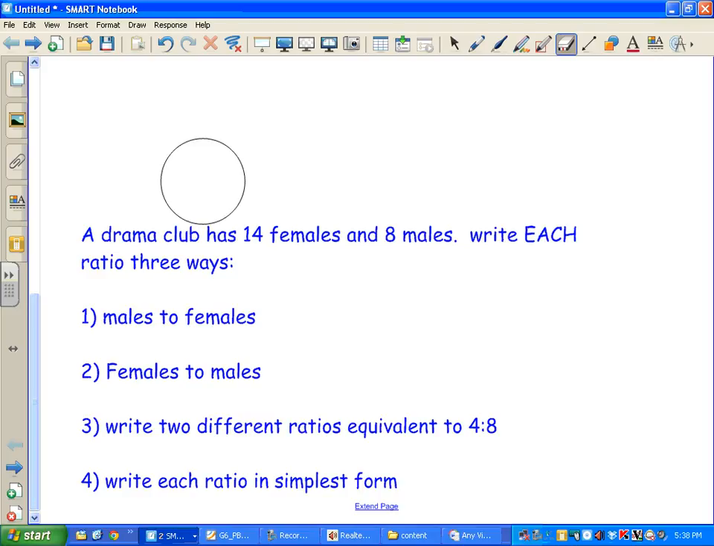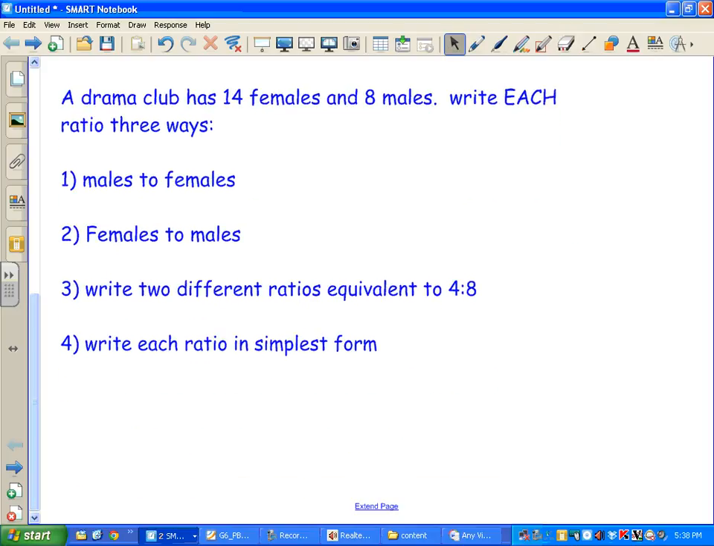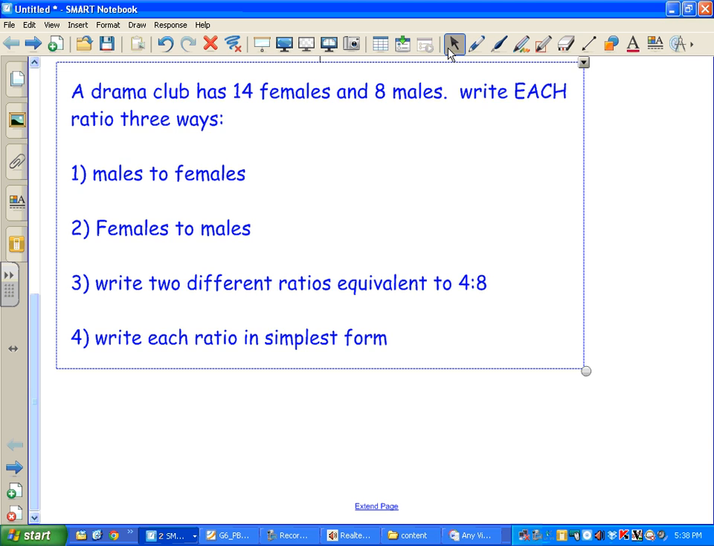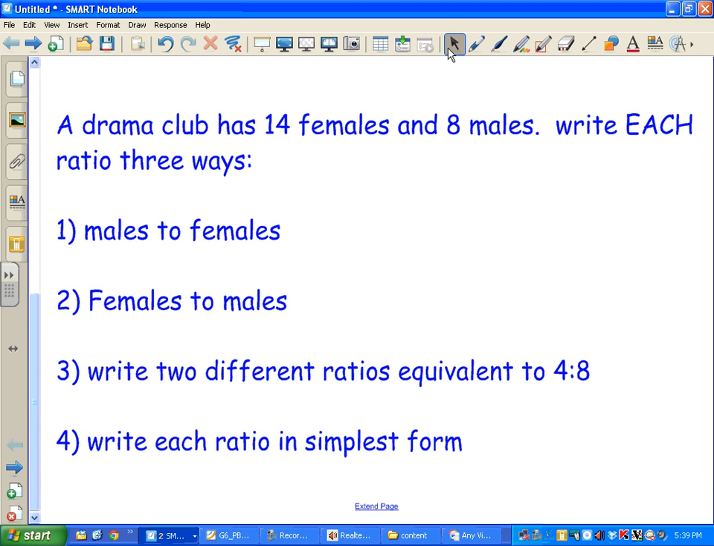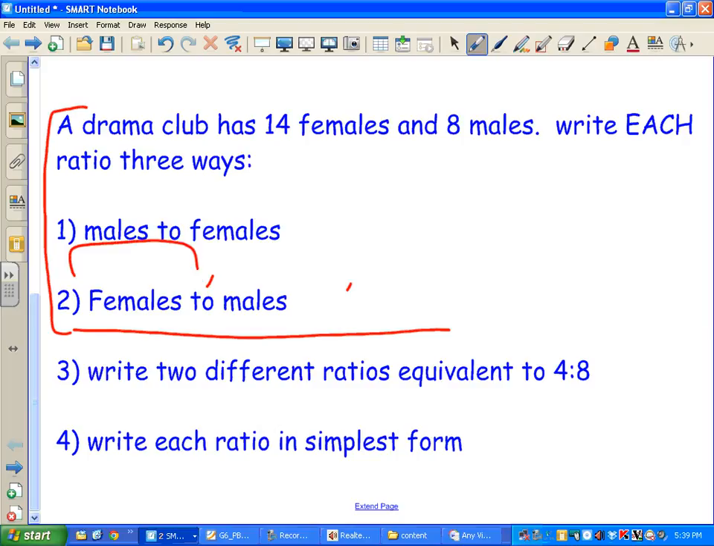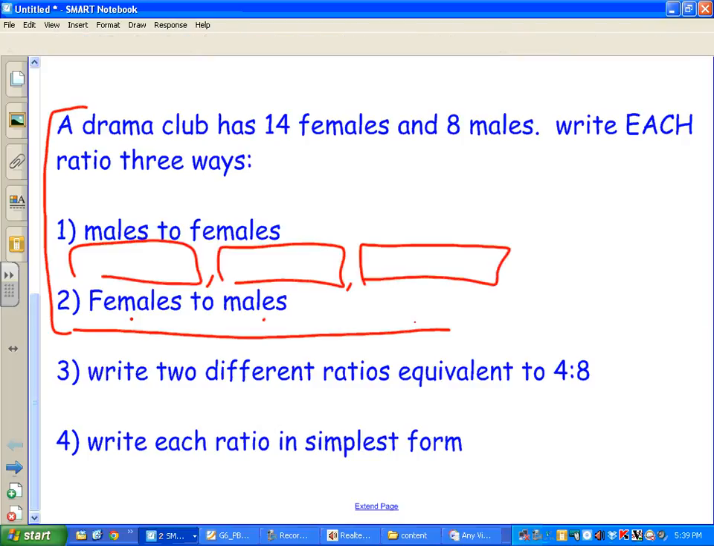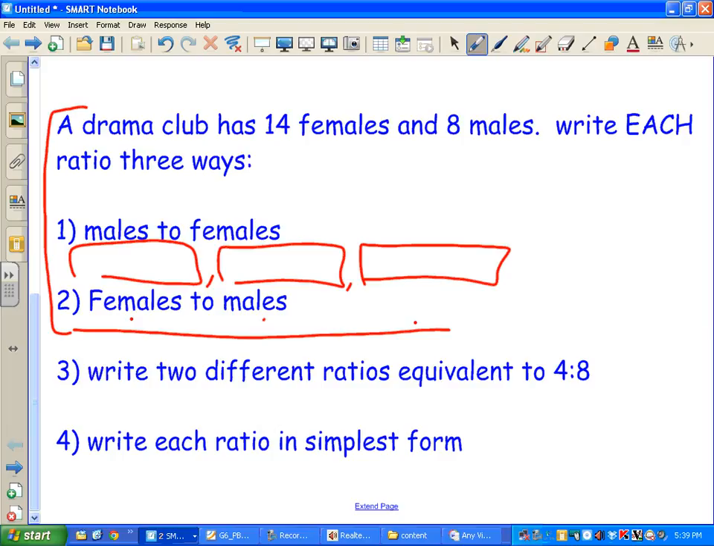All right. Here, ladies and gentlemen, are your questions that you need to answer before I will let you continue. A drama club has 14 females and 8 males. Write each ratio 3 ways. Males to females, females to males. Now, this is one problem. So you'll need to come up with 3 different examples here, and 3 different examples for the one below it. Now, 3 and 4 are 2 separate problems.